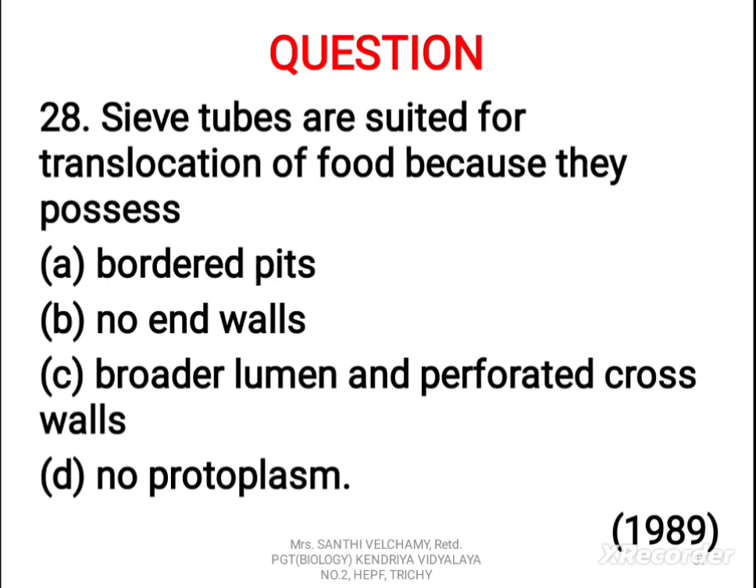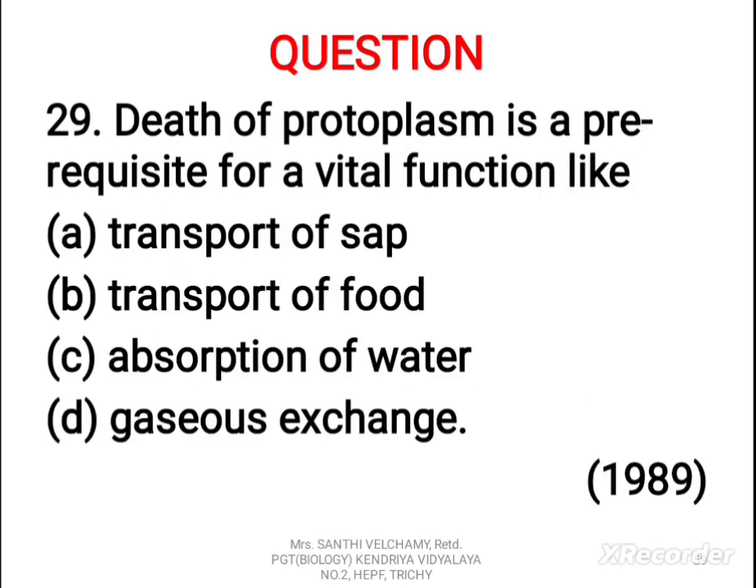Next one, 28th question. Sieve tubes are suited for translocation of food because they possess A. bordered pits, B. no end walls, C. broader lumen and perforated cross walls, D. no protoplasm. So the correct answer is C. Broader lumen and perforated cross walls. Next question.